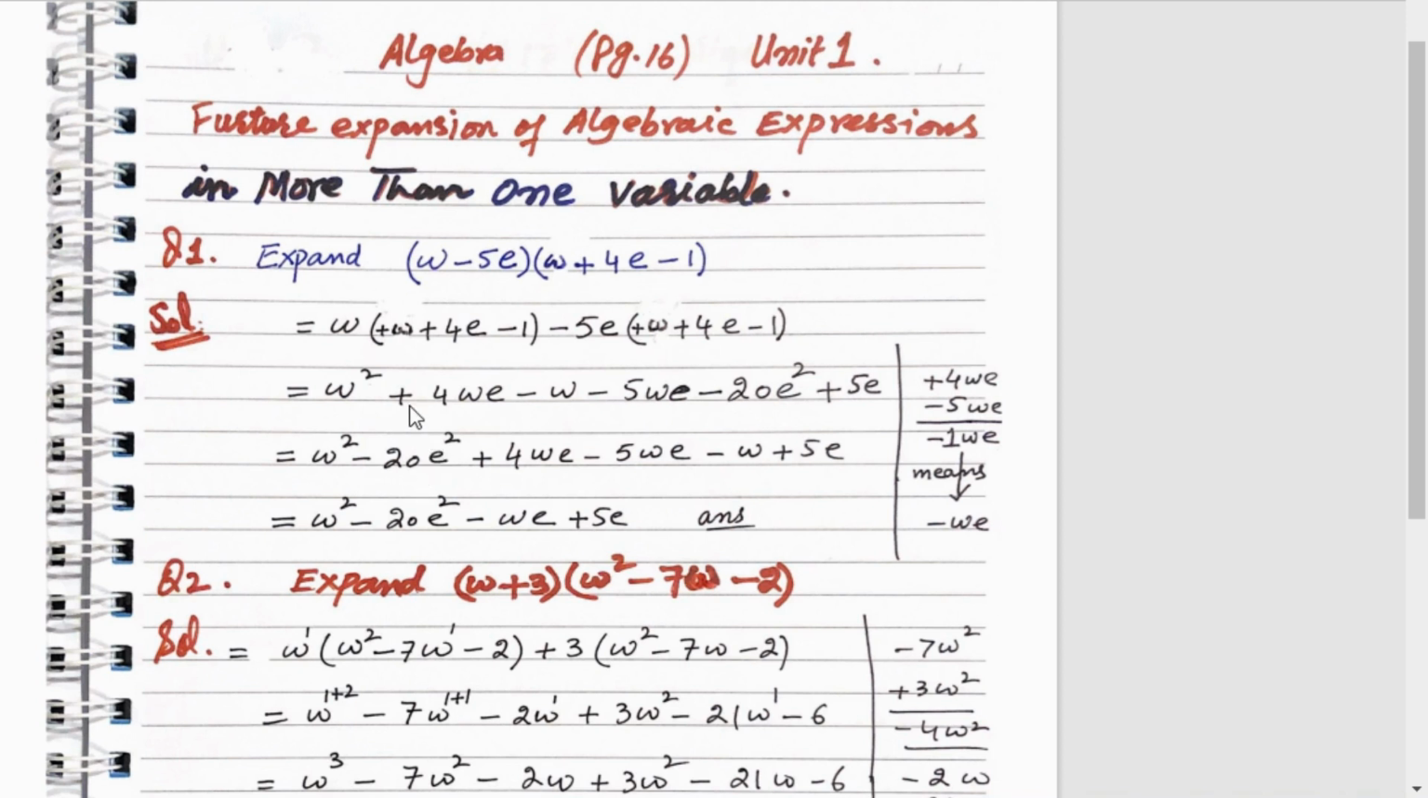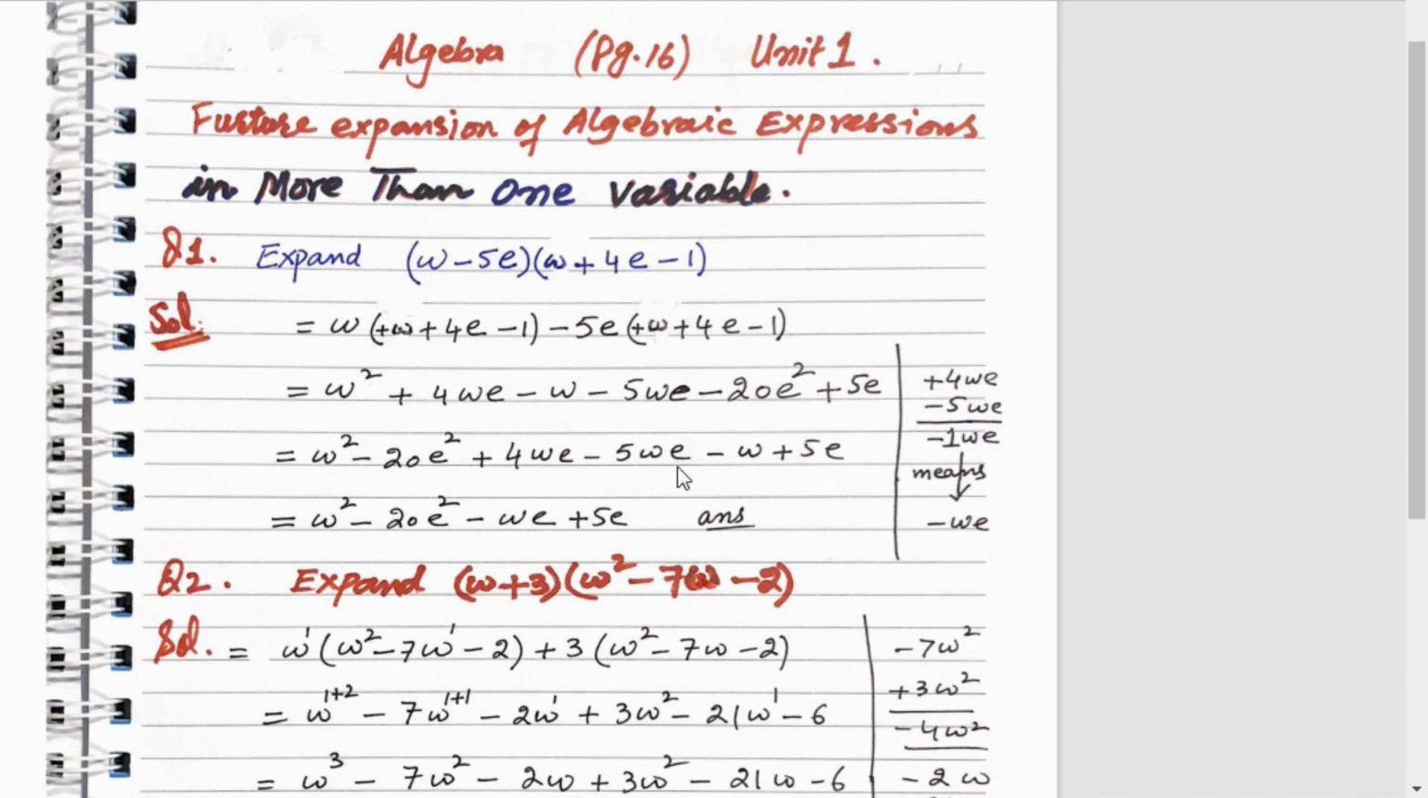Now come to plus 4we and minus 5we. Write them together, or put the like terms together, or group the like terms together. Like terms means terms having the same variables. We have written over here minus w is a single term, plus 5e is a single term. We will write them down like this. Okay, now all the terms will come as they are. All these four terms will come as they are.